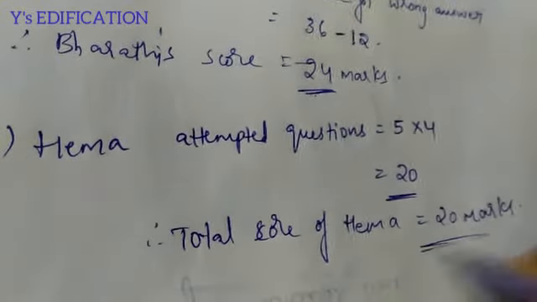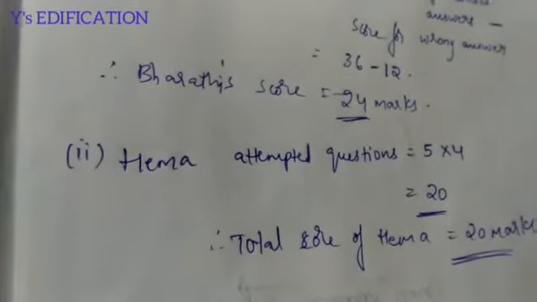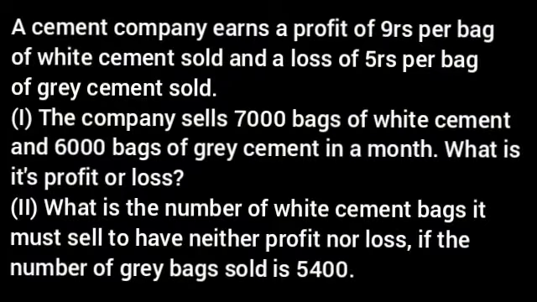Now let's see the second question. A cement company earns a profit of 9 rupees per bag of white cement sold and a loss of 5 rupees per bag of grey cement sold. The company sells 7,000 bags of white cement and 6,000 bags of grey cement in a month. What is its profit or loss? And what is the number of white cement bags it must sell to have neither profit nor loss if the number of grey bags sold is 5,400?